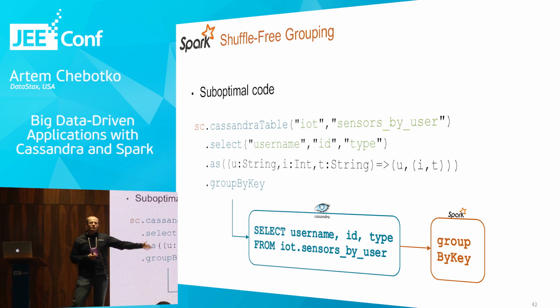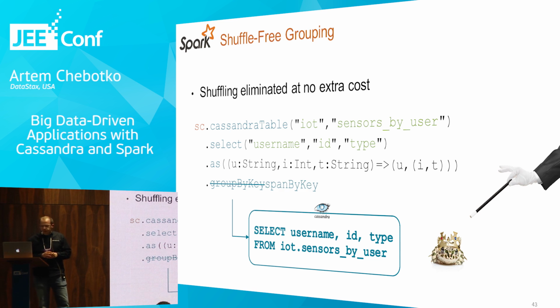And group by key, guess what it's going to do? It's going to shuffle, right? Most of the by-key operations are going to do shuffling unless there is a specific partitioner on the data set that suits their goal. Okay, so there is shuffling here.